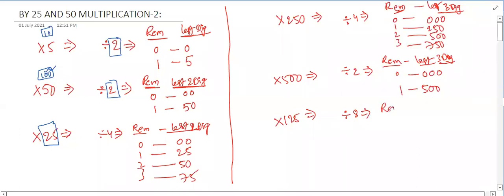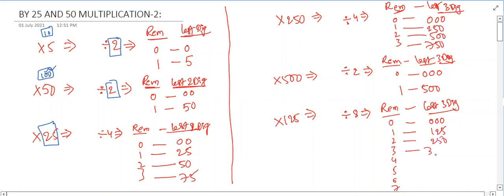Based on the remainder, we keep the last 3 digits. And the remainder possibilities are 0, 1, 2, 3, 4, 5, 6, 7, up to 7. 0 to 7 are the remainder possibilities. Tell me, if 0 is the remainder, the last 3 digits are 000. 1 gives 125, 2 gives 250, 3 gives 375, 4 gives 500, 5 gives 625, 6 gives 750, and 7 gives 875. So these are the remainder possibilities.